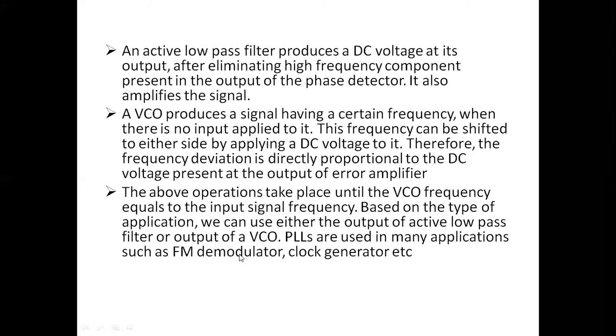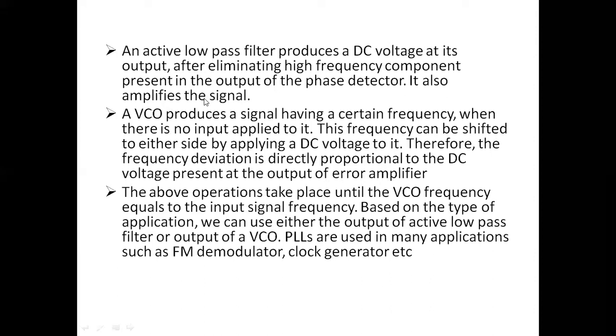Next, the output of the phase detector is applied to the low pass filter. The low pass filter only passes the lower frequencies. That means it eliminates the higher frequency component present in the output of the phase detector, and it also amplifies the signal. The sum frequency component, that is the higher frequency component, will be eliminated by the low pass filter, and the difference frequency component will be amplified and passed to the error amplifier. So the amplification is performed at the error amplifier.